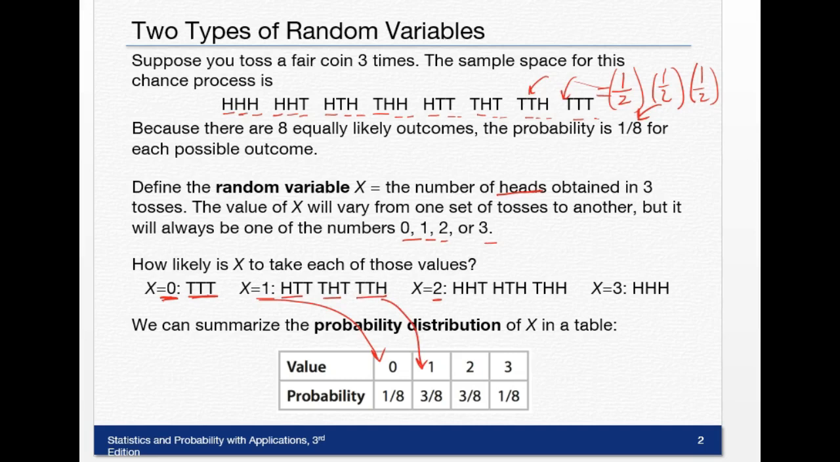How likely is it to get 2 heads? Well, there were 3 outcomes in the sample space again, so that makes 3 out of 8. And then how likely to get 3 heads? Well, that only happened 1 time in our 8 outcomes, so that was 1 out of 8. So we summarize the probability distribution of x in the table. And notice the top is all the possible outcomes, and the bottom is the probability of each outcome.